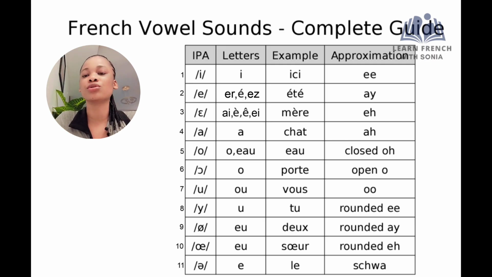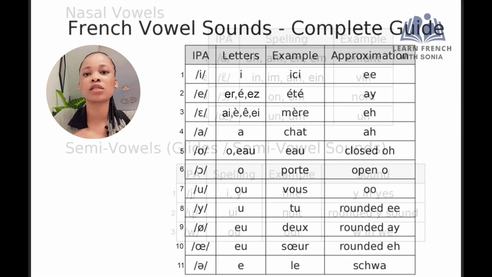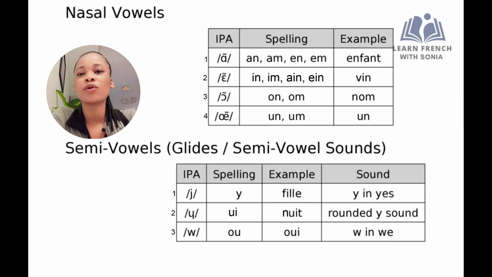Let's forge ahead to the nasal vowels. We have our IPA, which is the International Phonetic Alphabet, the spelling and the example. The first one there says not a. There's an N inside there. It's nasal, so you have to make use of your nose to pronounce these ones. So anywhere you see an, en or em in any word, know that it is pronounced on. Our example says enfant.